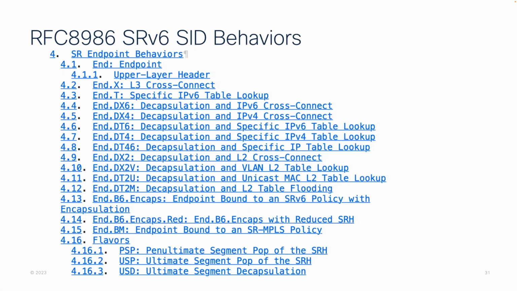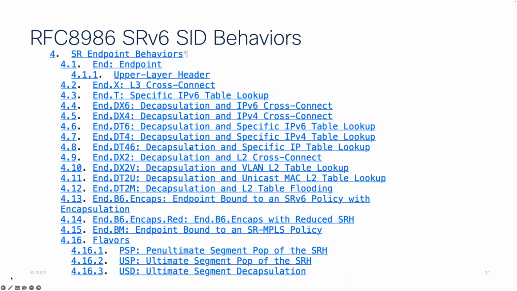And there are many other SID types. Oops, I'll go back here. We covered 4.1 and 4.2, End.X. This is from RFC 8986. I just mentioned 4.8, End.DT46. We also have on the VPN side, because really these decapsulate and forward via a table or a cross-connect, provide us the basis of L3 VPN functionality, forwarding via a table or via a CE. And we have End.DX2s and End.DT2Us that provide us the basis of our layer 2 VPN forwarding capabilities for VPWS, VPLS.